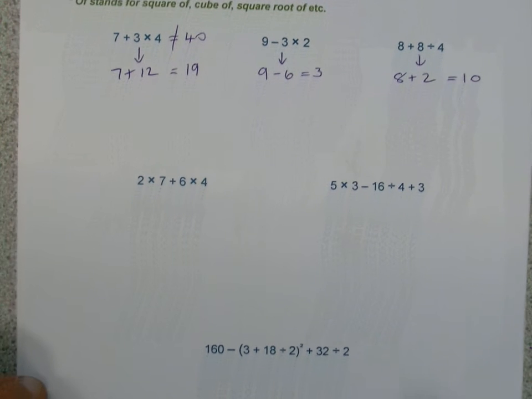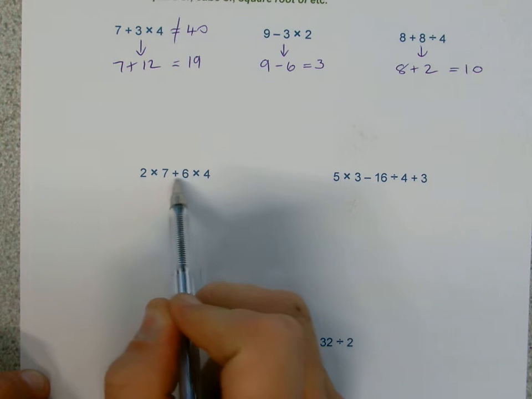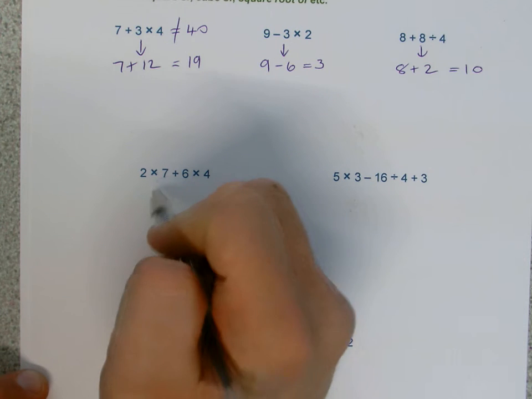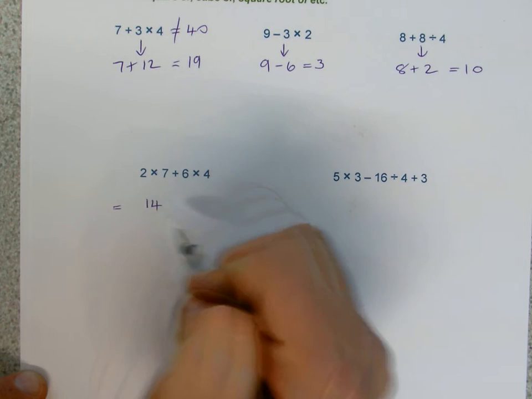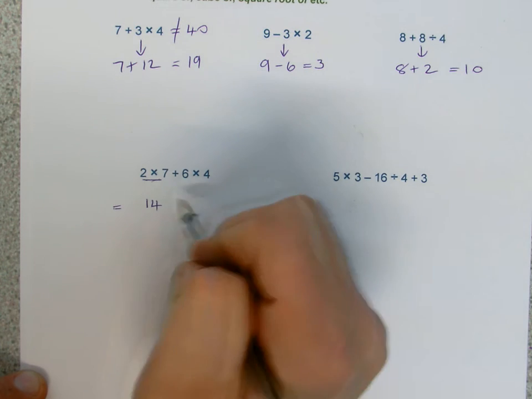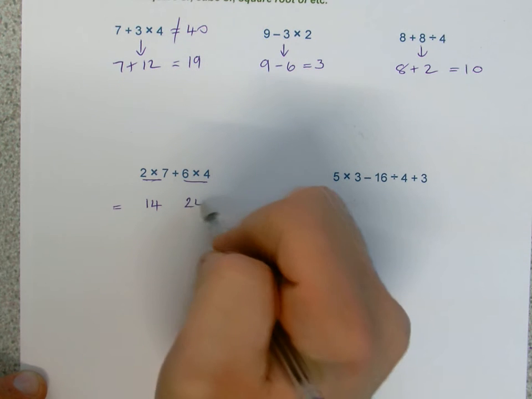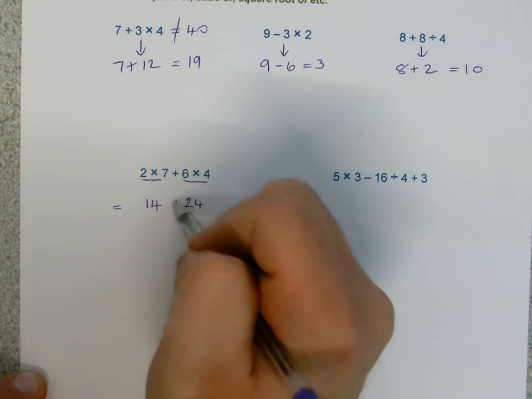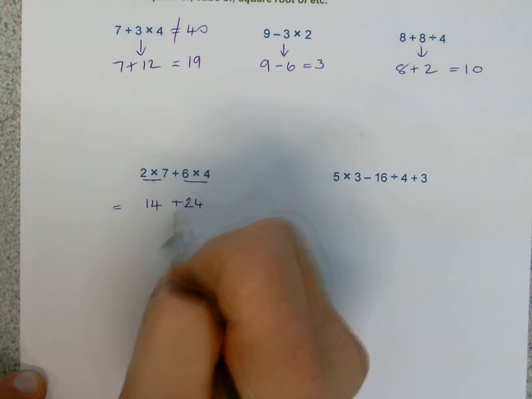You've got this one here. Notice we've got a multiplying and an add. With BODMAS, you do the multiplying first. So you work out 2 times 7 to be 14, and then you work this bit out, 6 times 4 is 24. You're doing the multiplying first, and then you add. Both multiplications done, then we add, and we get 38.